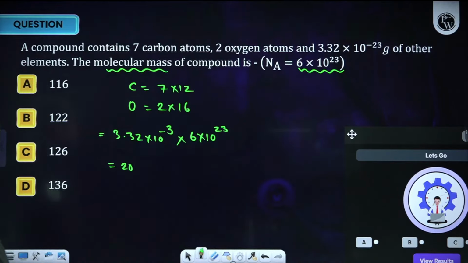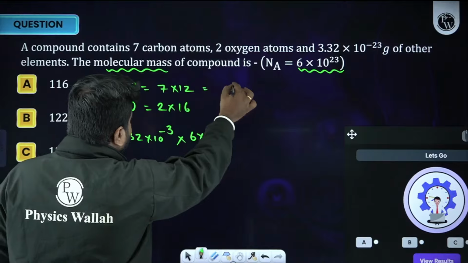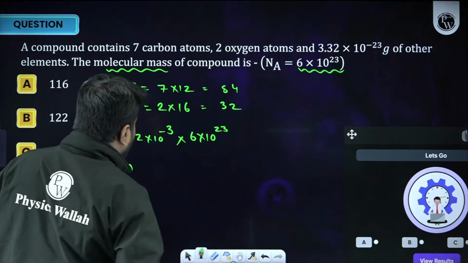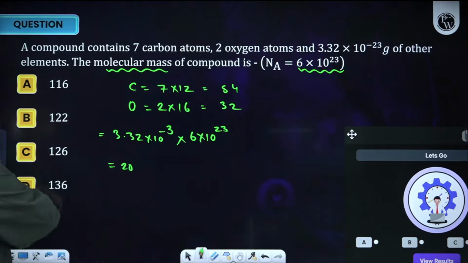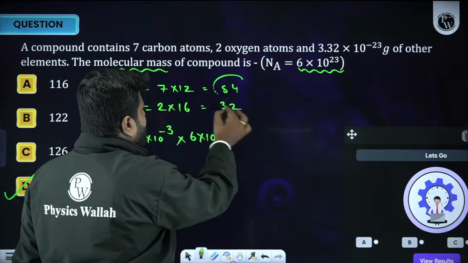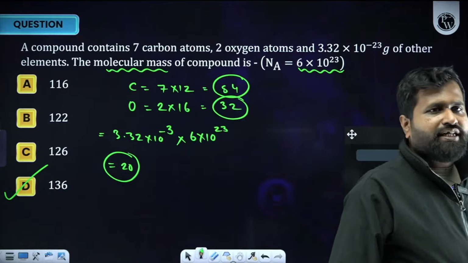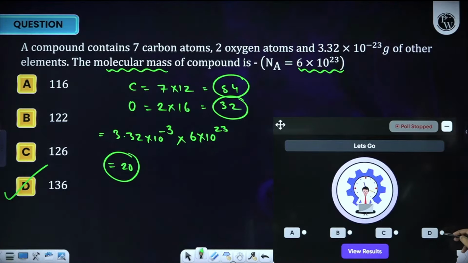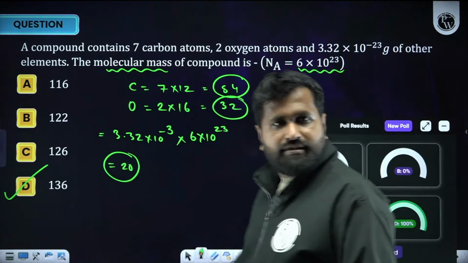Minus 23 and plus 23 will cancel. So what will we be getting now? I just need to add everything. 84, 32 plus 20. So 136 is the answer. We just need to add all these things. It is clear. Option D is the correct answer.